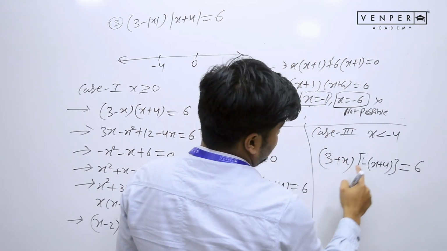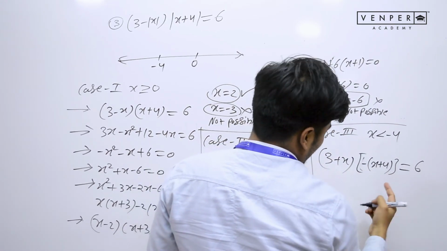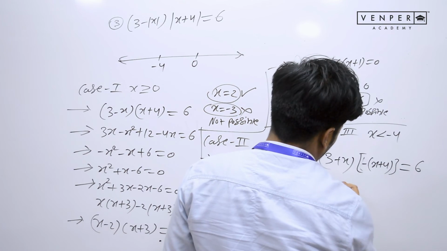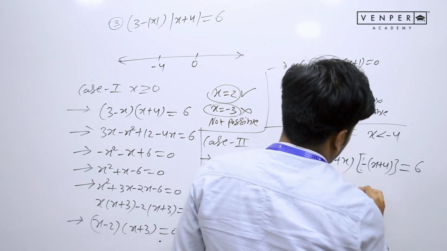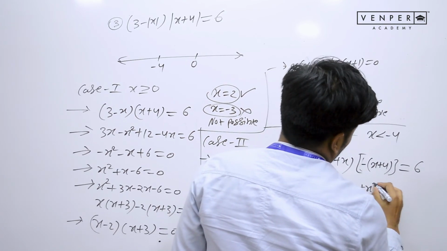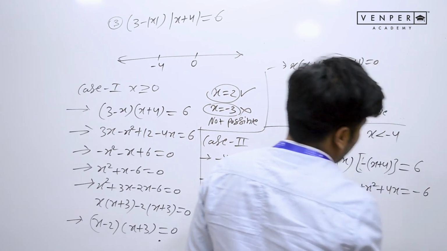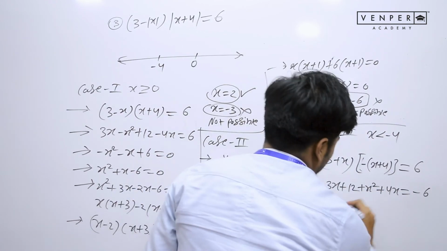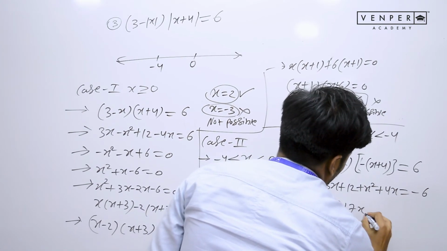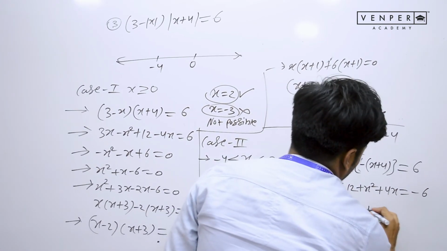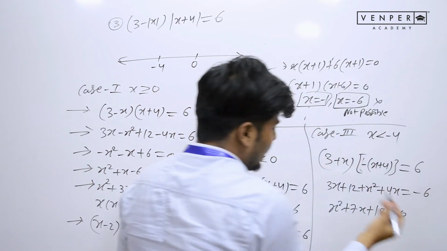Okay. So this minus sign, can I send it to the other side? I am going to send this minus sign to the other side. 3 into x, 3x + 12 + x² + 4x. Sir, where is the minus? The minus I have sent to the other side, -6, just to make the calculation easy. x² + 7x + 12 + 6, 18. It is a quadratic equation.